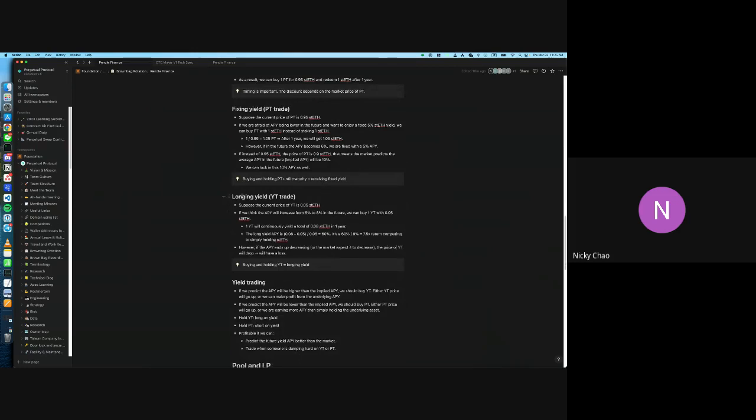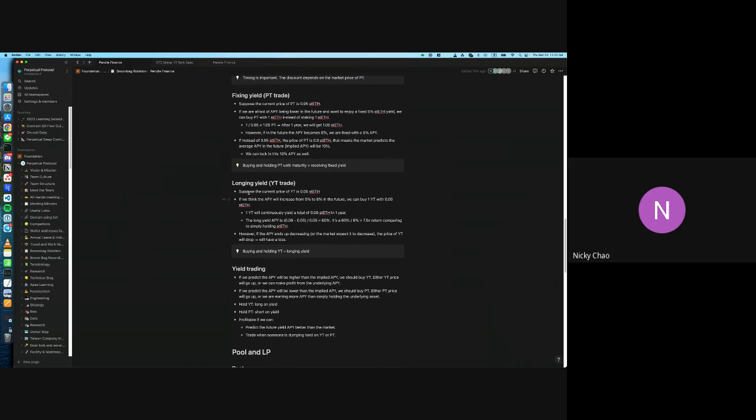So the third strategy allows you to earn profit by loaning the yield. Let's say the current price of YT is 0.05 STE, that means the current APY is 5%. If we think the APY will increase from 5% to 8% in the future, you can buy this one YT, because holding it will generate 8% of yield in the future, right? That's what we think will happen.